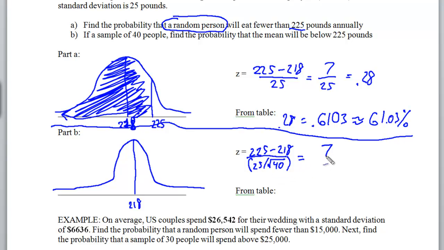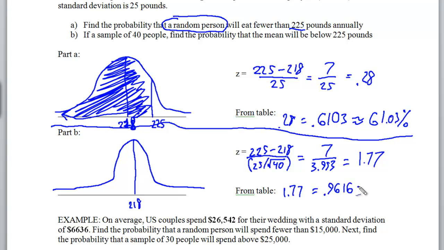So that means 7 is going to be divided by a much smaller number than 25. So this is going to be 3.953. And that gives us 1.77, which is much further away than our 0.28. So 1.77 is equal to about 96%.